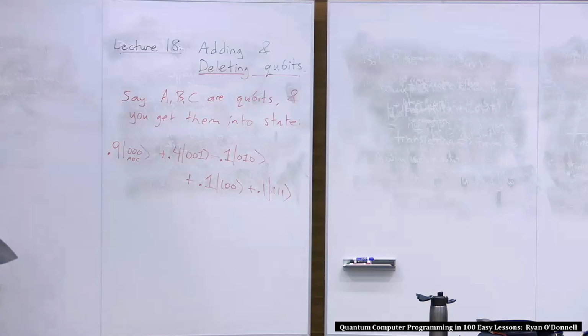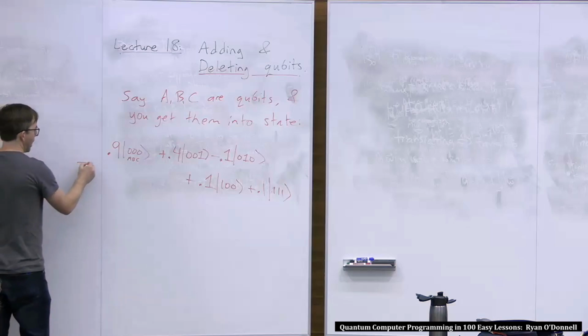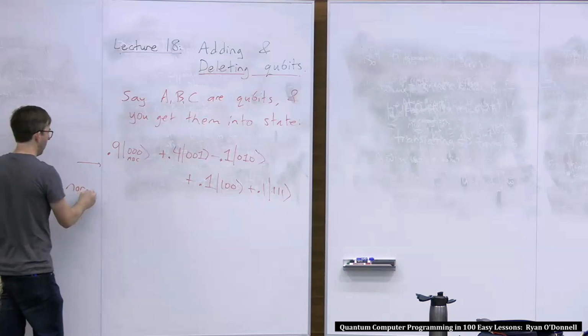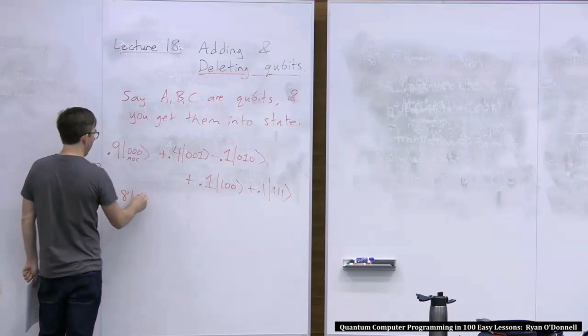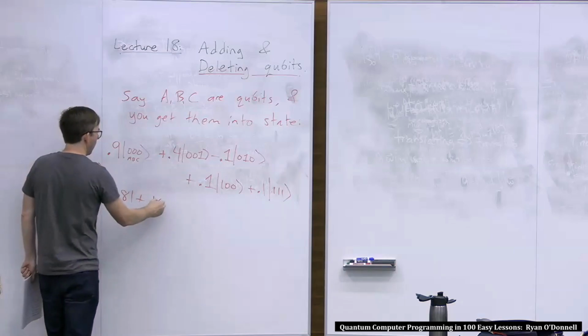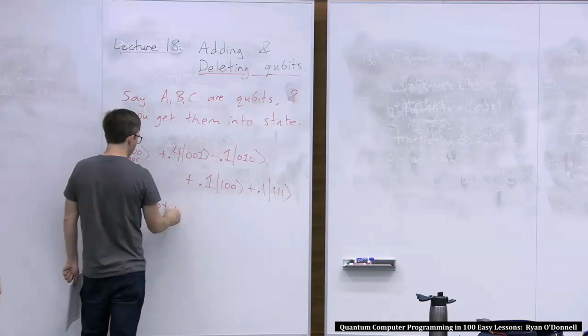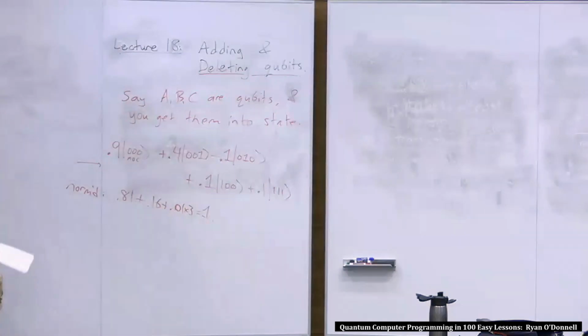And you can check that this is really a normalized state, because the square of this is 0.81, the square of this is 0.16, and the squares of these 3 things are all 0.01, and that should add up to 1. Okay.